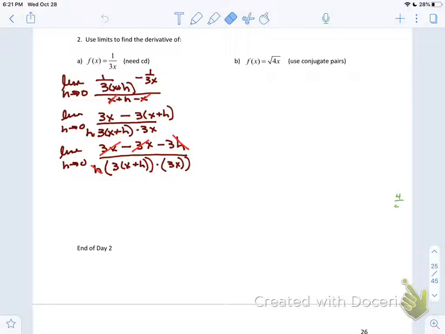So time to rewrite once again. So the limit as h goes to 0 of -3, and then I'm going to have 3 times x plus h times 3x. Okay, so what's that going to be when we actually take the limit? So plug in the 0 for the h, and you will get -3 over 3x times 3x, which is 3x squared. Okay, and we can reduce that, but for safety's sake, I'm going to leave it the way it is. So that's another example of a common denominator.